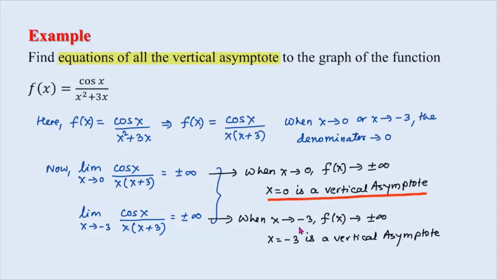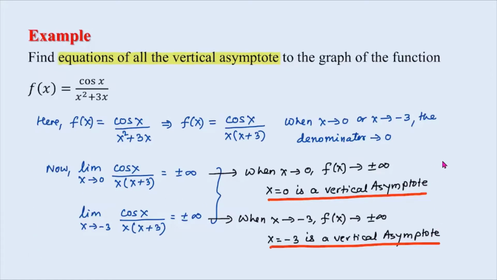So technically, we obtain two vertical asymptotes to the graph of this function f of x equal to cosine x over x squared plus 3x. So always remember, we must show this condition: when x approaches a finite value, the value of the function approaches infinity. If that condition is true, then only we can say that x equal to that particular finite value is the equation of the vertical asymptote. That should be something you must show.